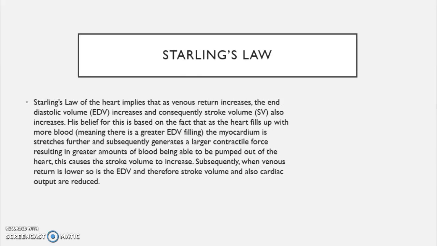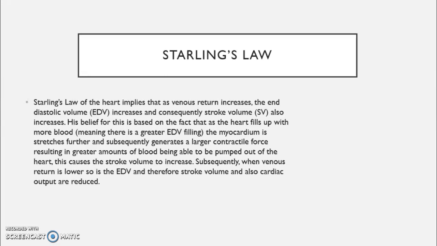So next up we have Starling's law, and Starling's law is a law which implies that as venous return increases, the end diastolic volume, which is abbreviated to EDV, increases, and consequently stroke volume, which is abbreviated to SV, also increases. And stroke volume is the amount of blood which leaves the right and left ventricle in a single pump of the heart. So essentially it's the amount of blood that leaves the heart in a single beat.